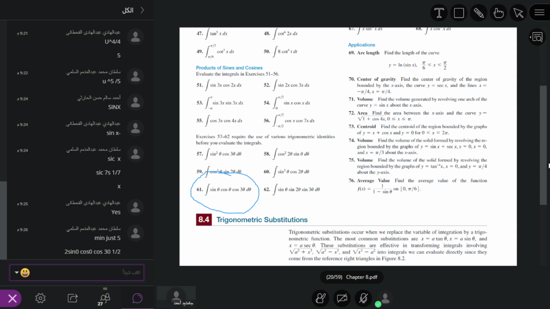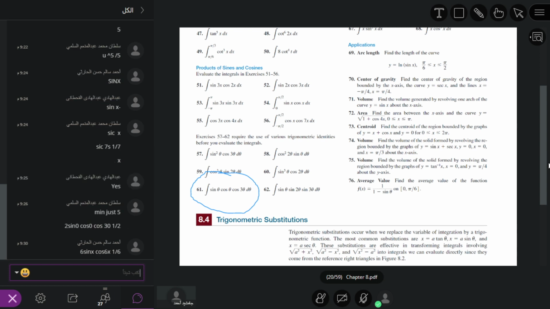2 sine theta, cosine theta. It is a well known formula. 2 sine theta, cosine theta is equal to what? It is equal to sine 2 theta.